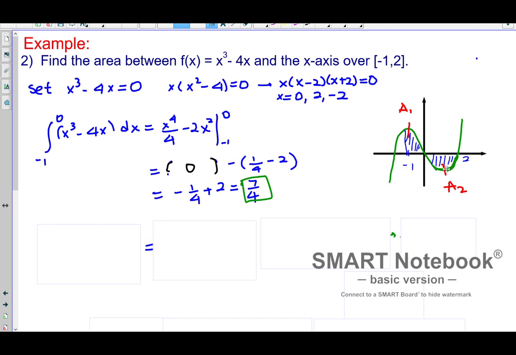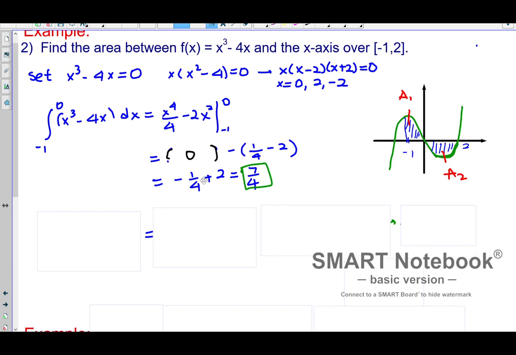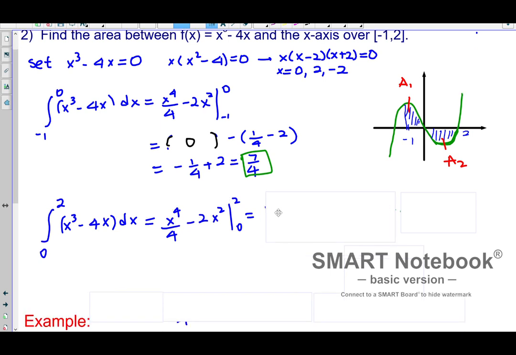The second area, we must integrate from 0 to 2. So take the same exact function, just integrate from 0 to 2. It'll be the same exact antiderivative, right? Nothing changed there: x to the 4 over 4 minus 2x squared. Plug in the upper limit first. 2 to the 4 is 16. 16 over 4 is 4. And then plug 2 into the second quantity. 2 squared is 4. 4 times 2 is 8, so it'll be minus 8. And then plug in the lower limit where you see an x. You get nothing. That's minus 0. So here we have 4 minus 8, or -4.